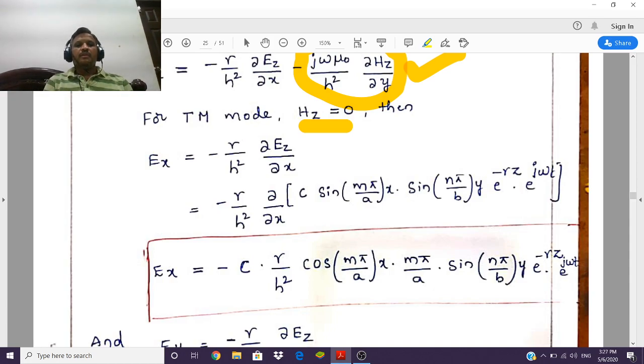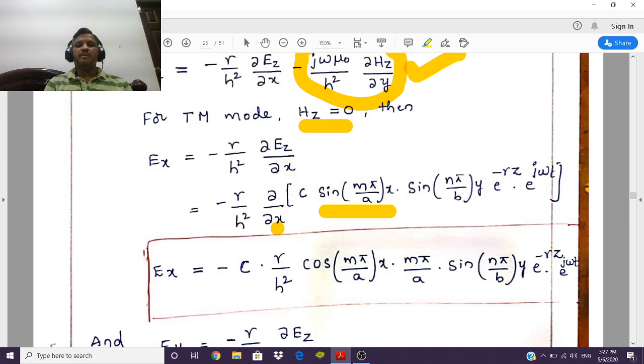If you observe, as we are differentiating with respect to x, only sine(mπ/a x) is depending on x. All other terms will be independent of x. You just bring them out. Bring them out means minus gamma by h square into C into sine(nπ/b y) e^(-γz) e^(jωt). They all will be brought out of differentiation, and differentiate with respect to x.